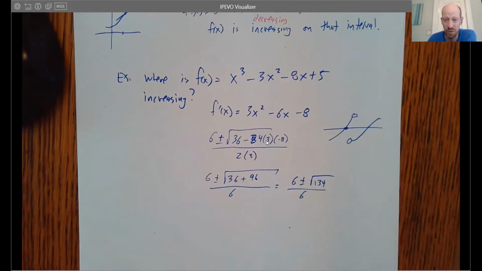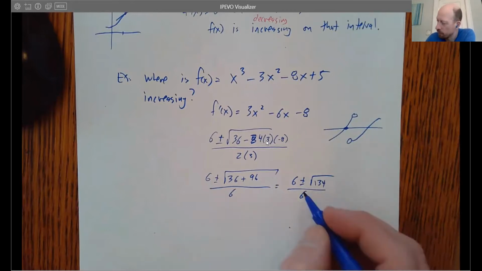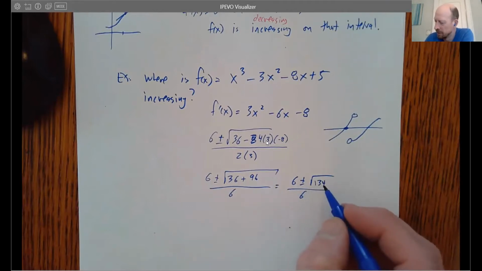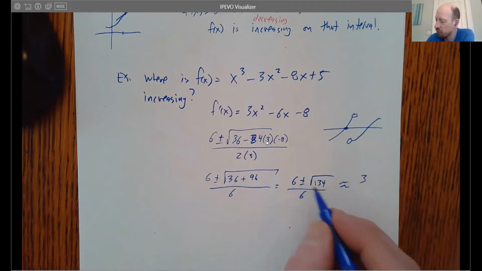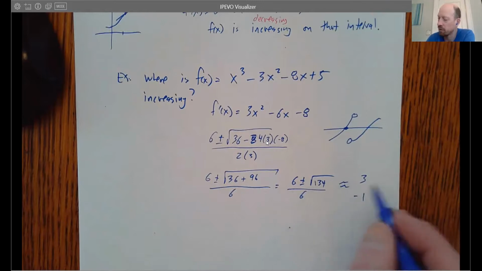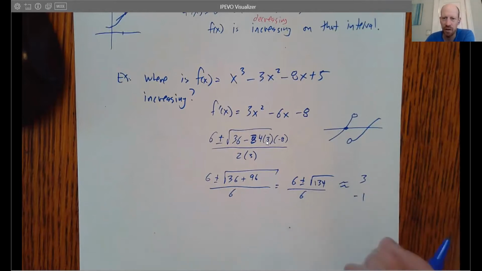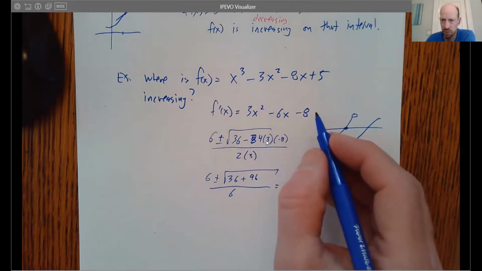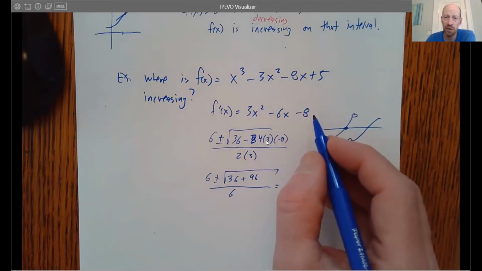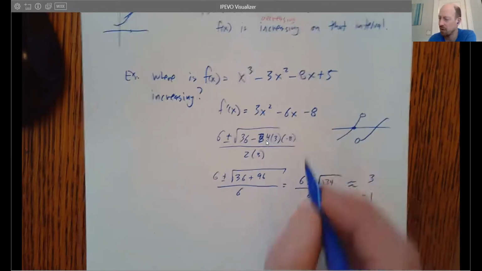You know, the square root of 134 is a little bigger than 12. So I have 6 plus 12, so this is approximately 3, and 6 minus 12 is -1. So roughly, those are these values, and those are the spots where this is equal to 0. Those are the spots where the derivative could change from positive to negative.